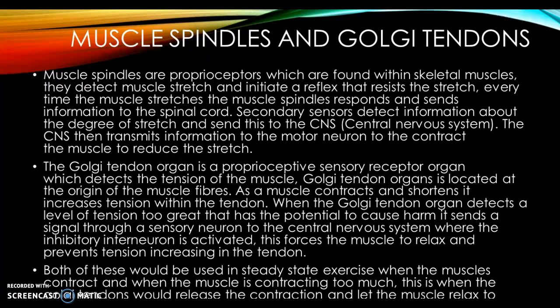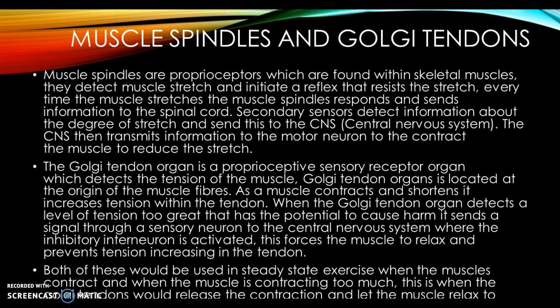Muscle spindles and Golgi tendons. Muscle spindles are proprioceptors, which are found within skeletal muscles. They detect muscle stretch and initiate a reflex that resists the stretch. Every time the muscle stretches, the muscle spindles respond and send information to the spinal cord. Secondary sensors detect information about the degree of stretch and send this to the CNS, which is the central nervous system. The CNS then transmits information to the motor neuron for the muscle to reduce the stretch.